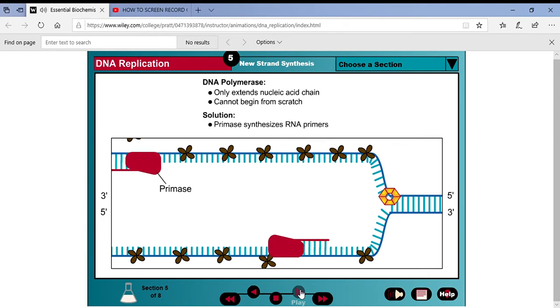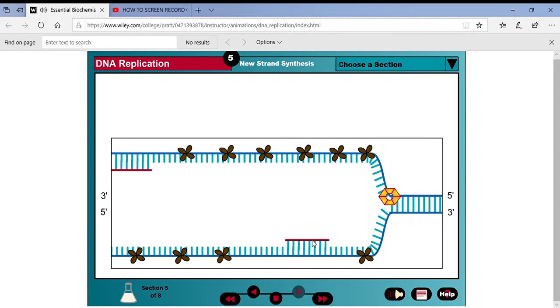So they're talking to you about the primer. What enzyme puts the little RNA primer on? Primase. Okay, it's temporary. It's going to come off. Then DNA polymerase can do its job.